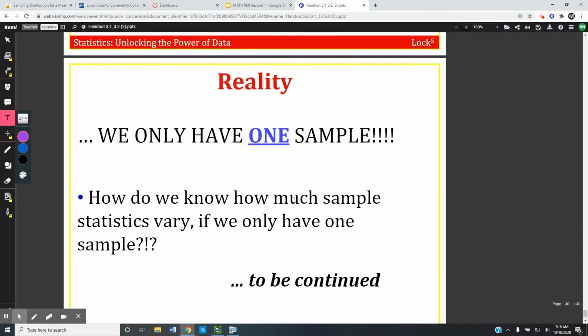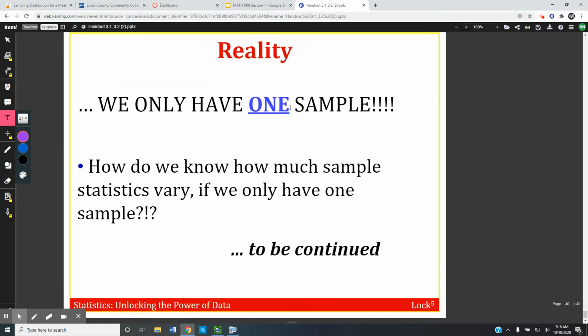We had a small problem. In reality, we only have actually one sample. We don't have many samples. So we're going to use some techniques in the next one, and we're going to talk about how those additional techniques create all of the data that we need.